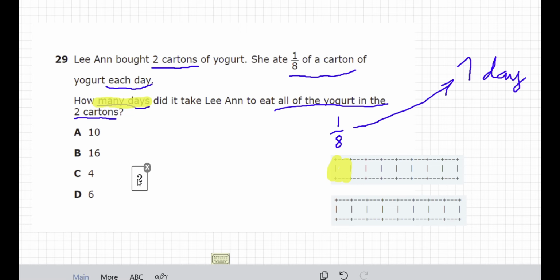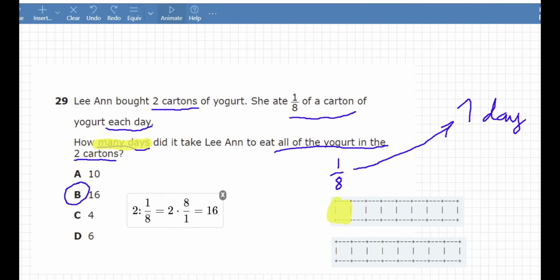To determine how many days it took Leanne to eat all the yogurt in the 2 cartons, 2 divided by 1/8 is equal to 2 multiplied by the reciprocal of 1/8, which equals 16. Therefore, B is the correct answer.